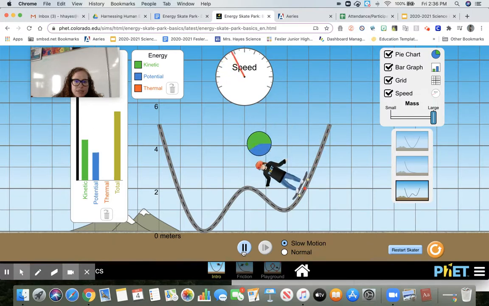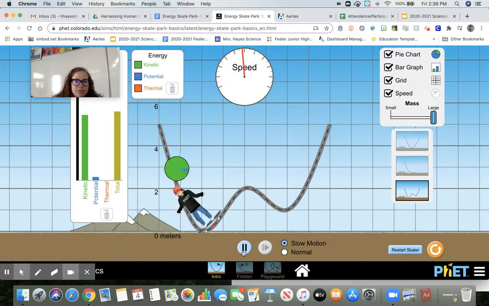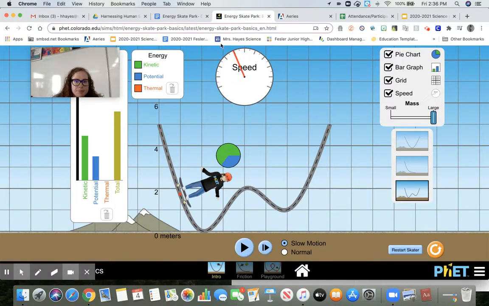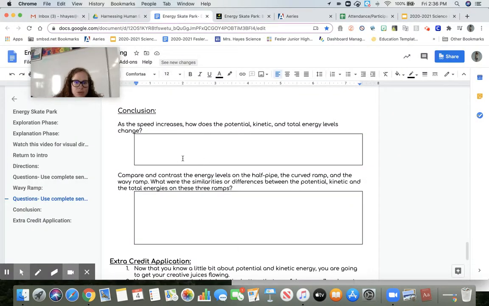Okay, it's going faster, faster, faster. Oh, it slows down a little fast. Okay, so that's the highest it went. And look, it's mostly kinetic, right? And then is anything changing with the total? Let's see. Slowing down. Looks like the total is not changing at all, is it? So talk about that right there.